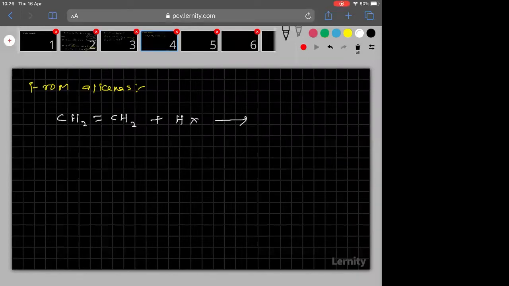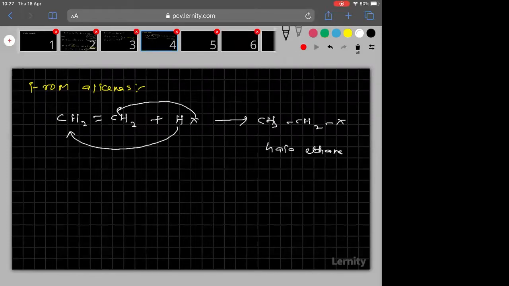So the alkene which I took is symmetrical. Therefore, add H to one carbon, X to the other carbon, break the pi bond. Then what will you get here? CH3CH2X. That is the haloethane. The product formed here is haloethane. Hope it is clear to everyone. Haloethane is the product formed in this reaction. This is the symmetrical alkene.